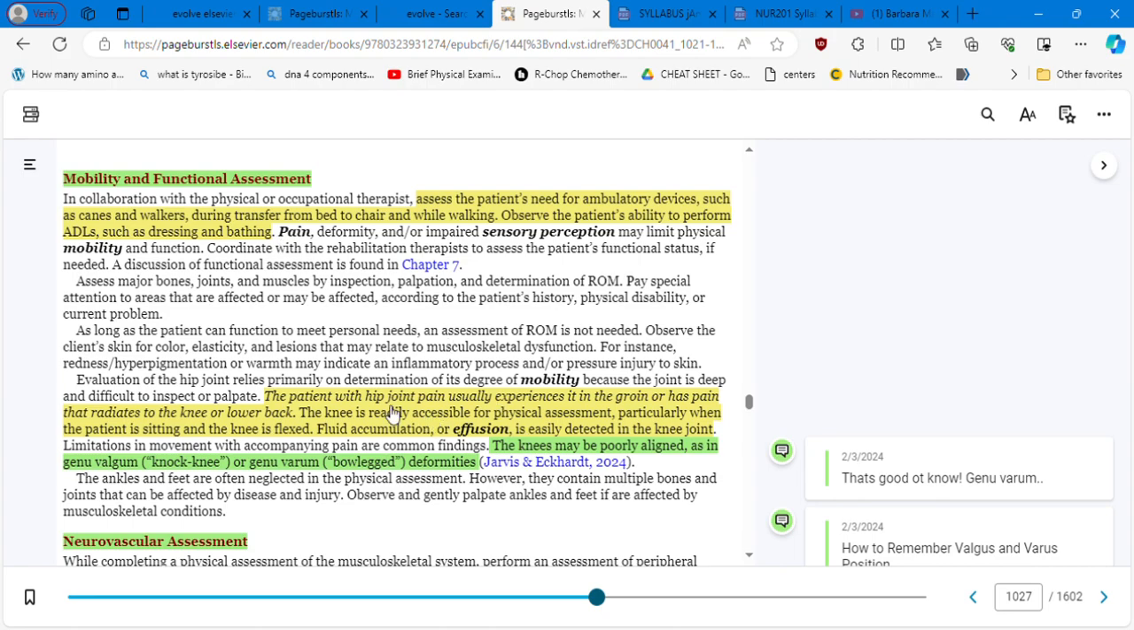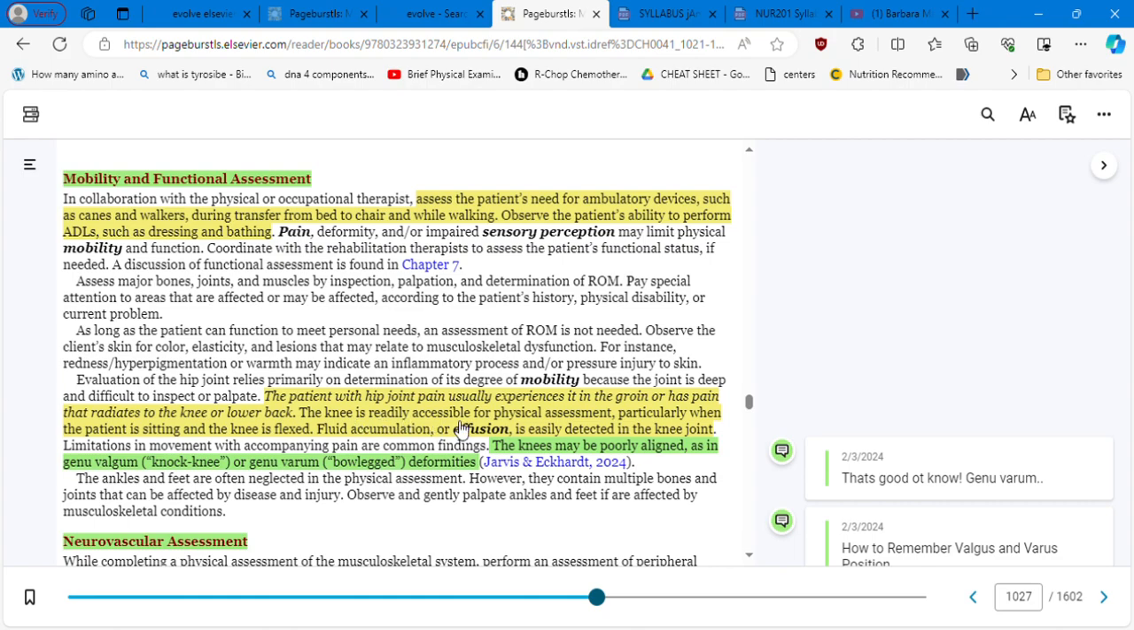Okay, the patient with hip joint pain usually experiences it in the groin or has pain that radiates to the knee or lower back. That's why the OLD CARTS mnemonic is very good, because it's asking you the onset, location, duration, characteristic, what are the alleviating, relieving factors, where it radiates, okay?